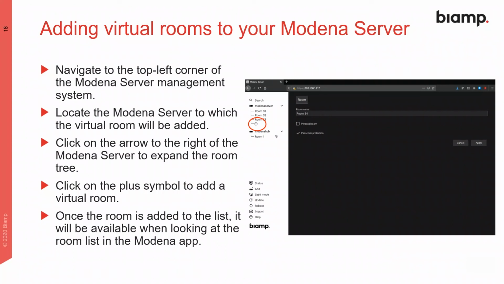Adding virtual rooms to your Modena server is done by expanding the tree under the server name and then clicking the plus icon. Once added, the new room will be visible when looking at the room list in the Modena Client app.